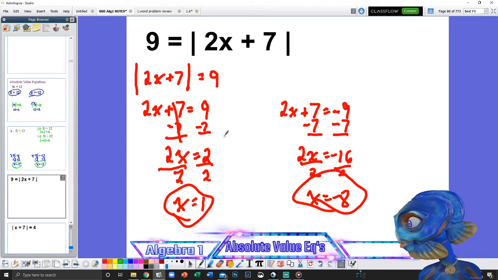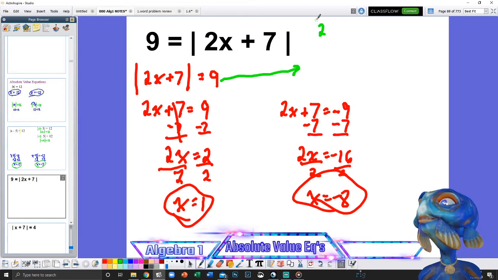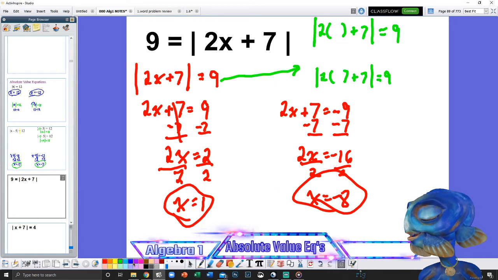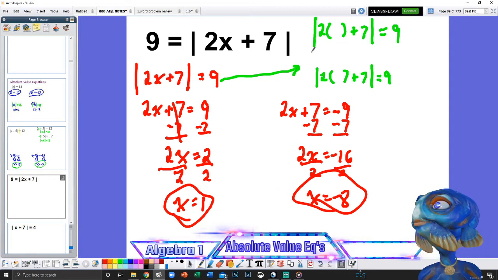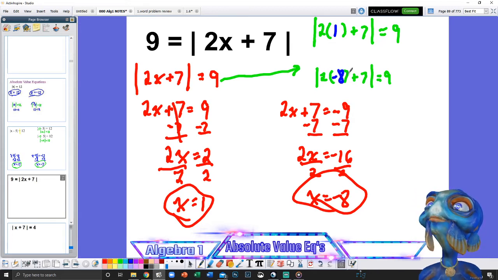So easy to check your answer. Again, I'm going to go off of this one right here. I'm going to write 2 blank plus 7 absolute values equals 9. I'm going to write it twice. 2 blank plus 7 equals 9. Okay, here this equals 1, so I'll put a 1 in place of x. Here it's negative 8, so I'll put a negative 8 here for x.